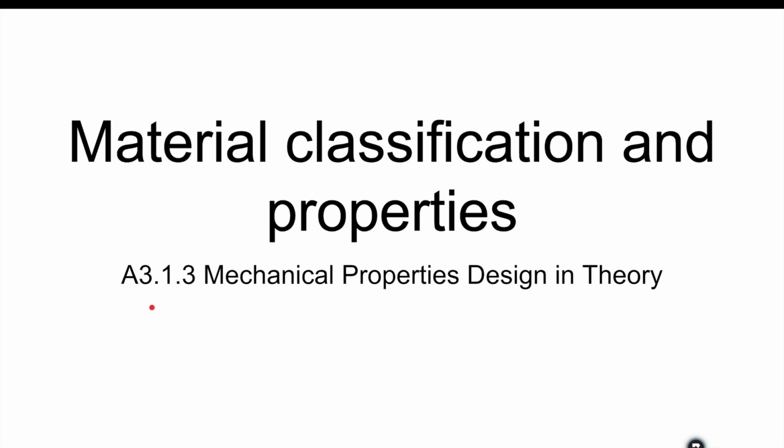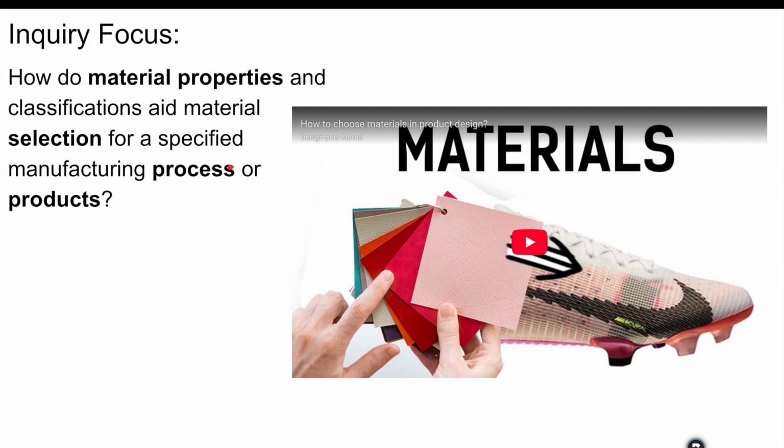Hi, this is a recorded lecture for the IB DP Design Technology new syllabus content. What we're looking at here is mechanical properties, and this is design and theory for A3.1. Our inquiry focus, as with our other lectures, has been how do material properties and classification aid material selection for a specified manufacturing process or product.